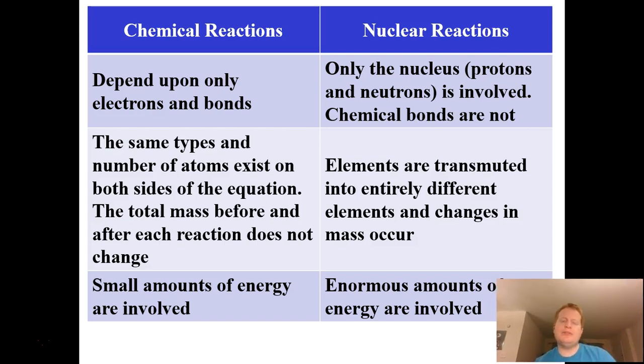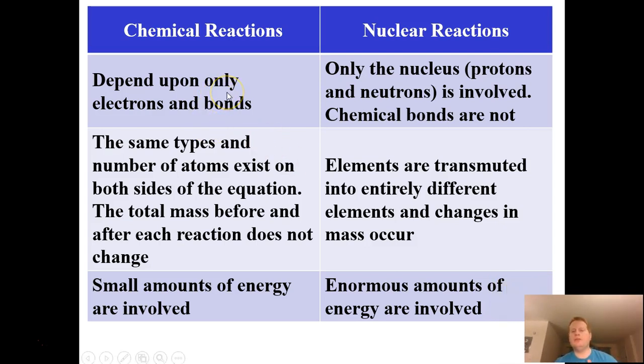So here's our quick summary. We're pretty much all set. Chemical reactions depend upon only the electrons and bonds. That was all that mattered for those. Nuclear reactions depend only on the nucleus, which is the protons and neutrons. Chemical bonds are not involved in nuclear reactions. In chemical reactions, we expect the same types and the same numbers of atoms to exist on both sides of the equation. If we've got 4 hydrogen and 2 oxygen on one side of the equation, we would expect 4 hydrogen and 2 oxygen on the other side, maybe just different bonds, essentially. And we also would have, for chemical reactions, the total mass before and after wouldn't change. Conservation of mass, right? Same mass before, same mass after.